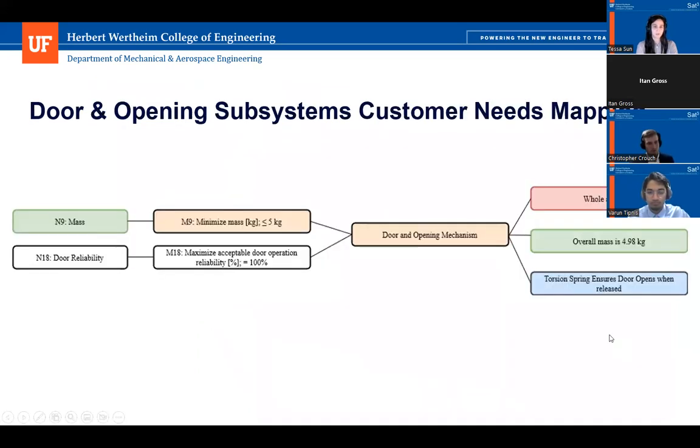Next slide, please. Here's just an overview of how the door subsystem directly meets prescribed customer needs. Next, please.